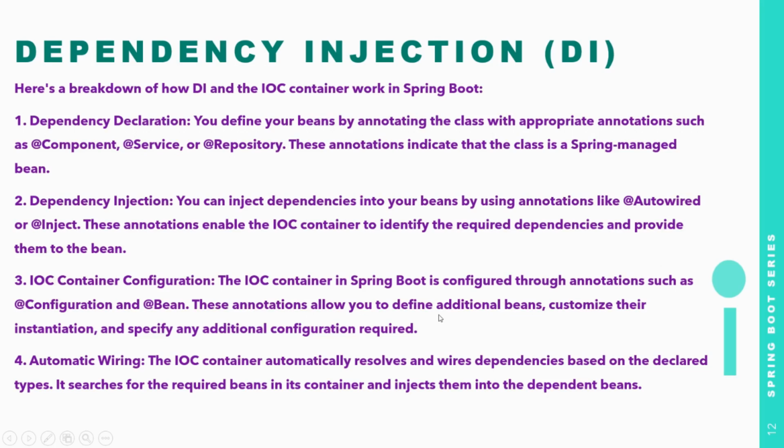Third, IOC container configuration. The IOC container in Spring Boot is configured through annotations such as @Configuration and @Bean. These annotations allow you to define additional beans, customize their instantiation, and specify any additional configuration required. Now, fourth, automatic wiring. The IOC container automatically resolves and wires dependencies based on the declared type. It searches for the required bean in its container and injects them into the dependent bean. To understand this, let us see a diagram.